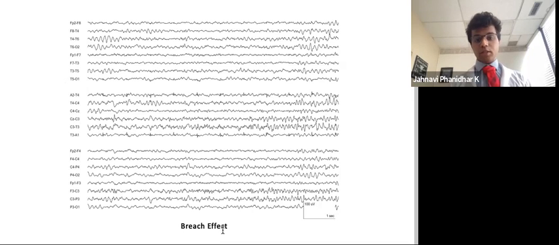The breach effect is limited to a small field, and it has a sudden burst effect because it happens when the skull is open due to either surgery or trauma. We can see this in the left central region here and here.